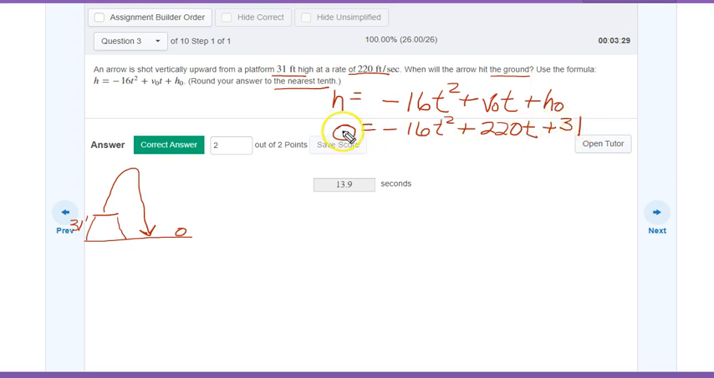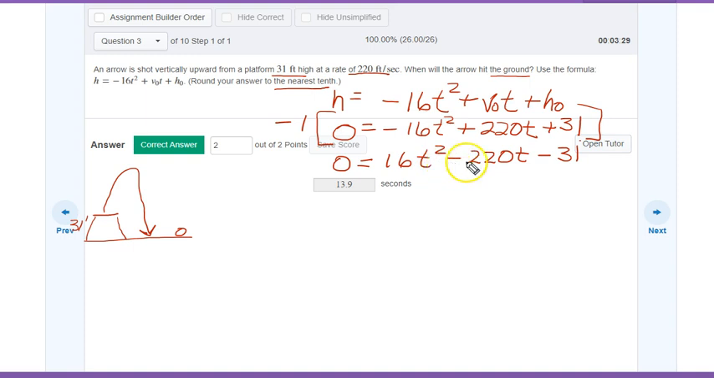Now keep in mind we can also take this negative and multiply through by a -1. That would change all the signs and make my calculation a little easier. So I'm going to multiply everything by a -1 here. So now this still stays 0. This becomes 16 t squared. This now becomes a negative 220 t, and this becomes a negative 31. All right, so I just changed the signs by multiplying everything by a -1.